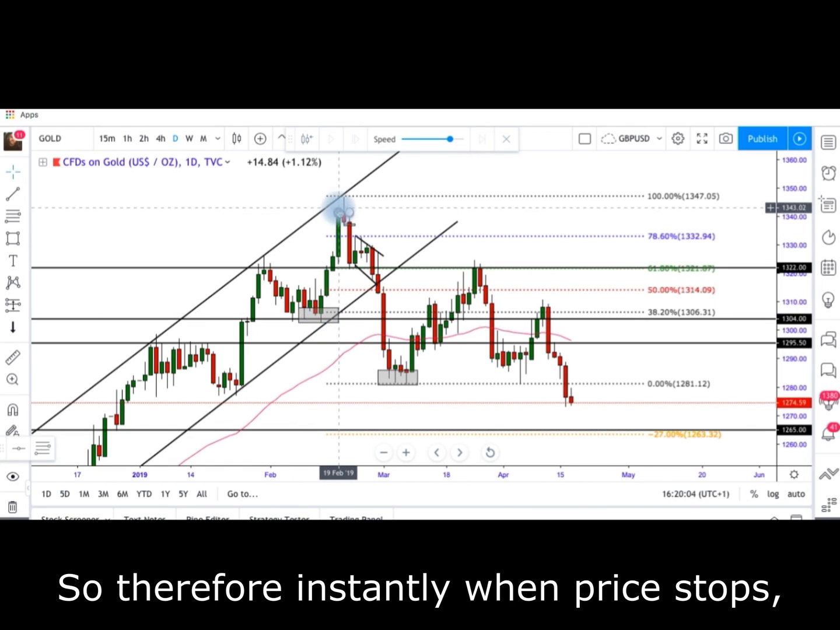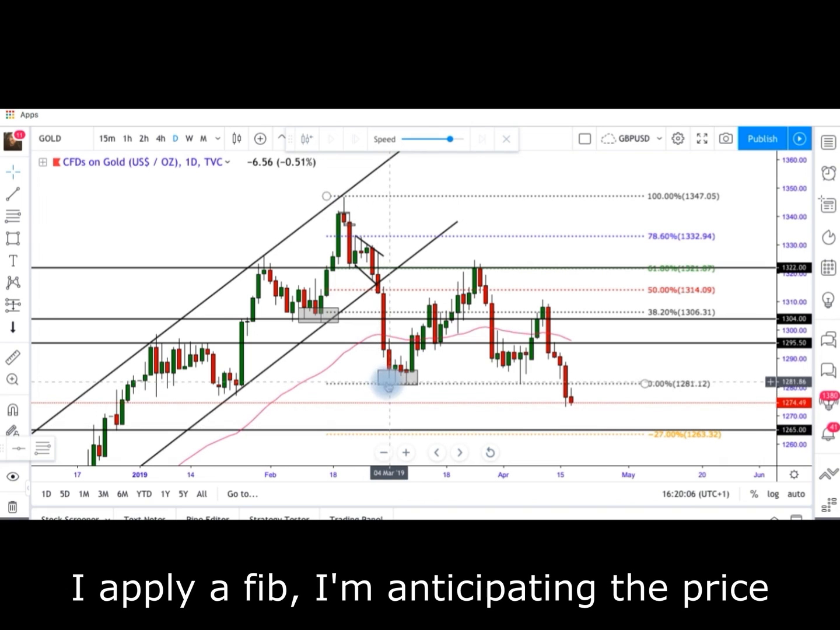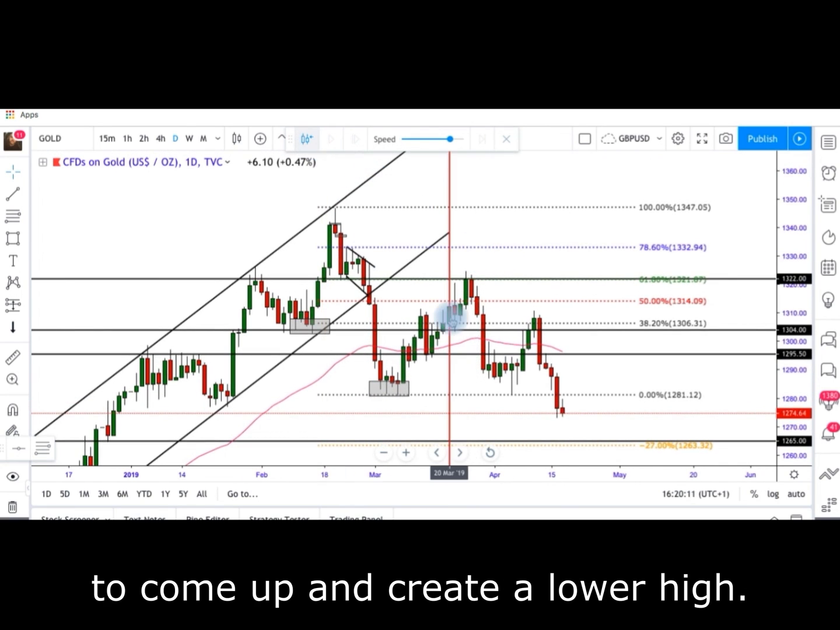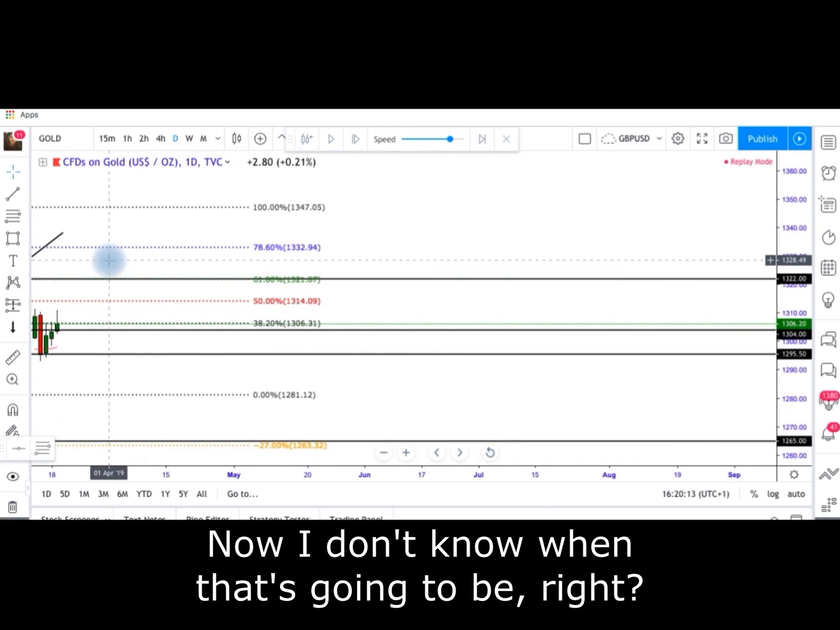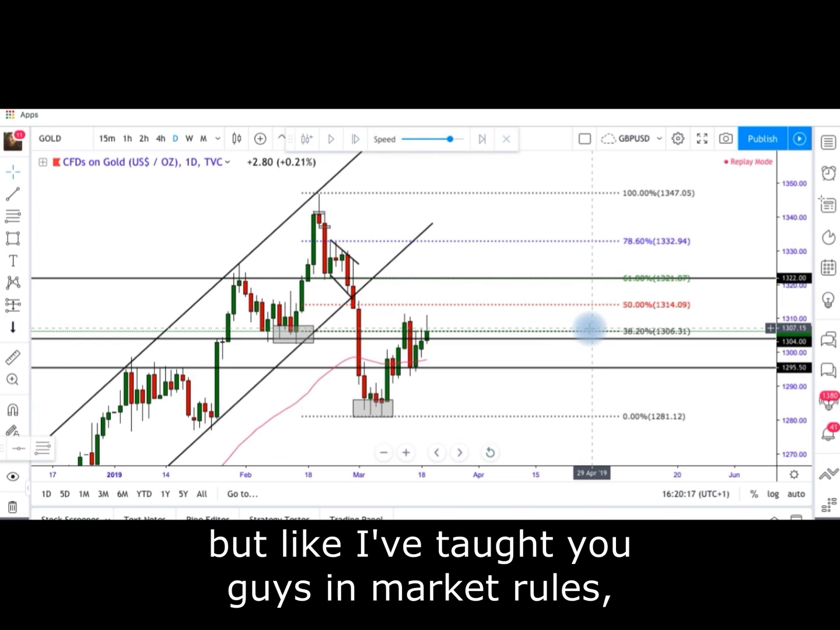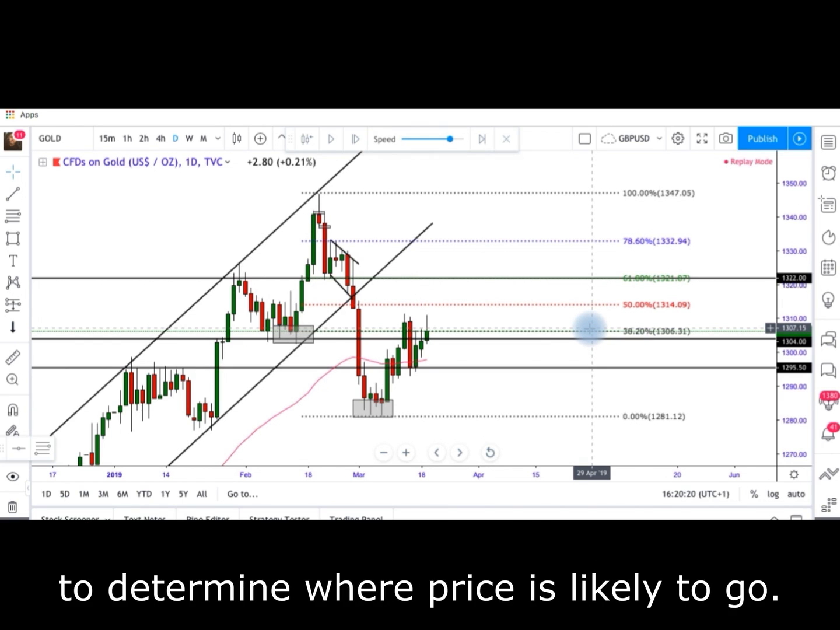So instantly, when price stops, I apply a fib. I'm anticipating for price to come up and create a lower high. Now I don't know where that's going to be. When I'm looking at this, I'm not sure where it's going to be. But like I've taught you guys in market rules, we have to assess each fib level to determine where price is likely to go.